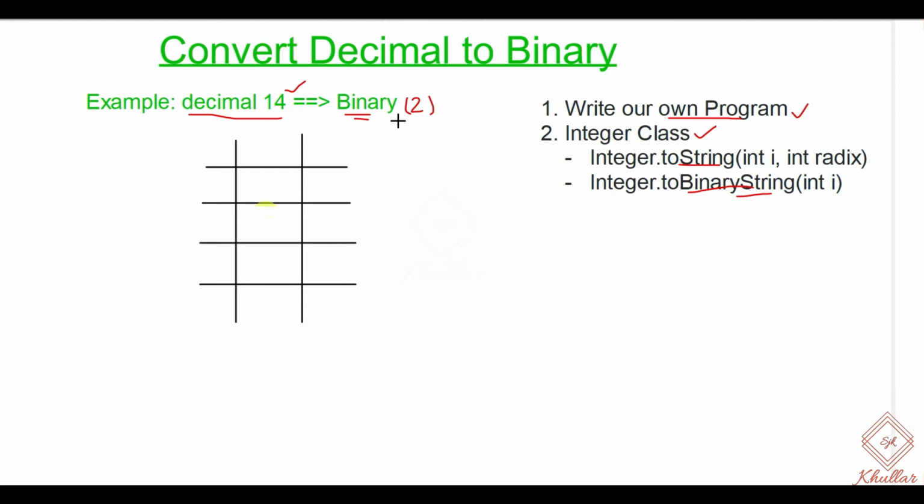First we'll see mathematically how we can convert the decimal to binary, and then we will write our own program for it. Okay, let's see how mathematically we can convert decimal to binary. Suppose we are given the number 14, and we would like to convert it to binary.